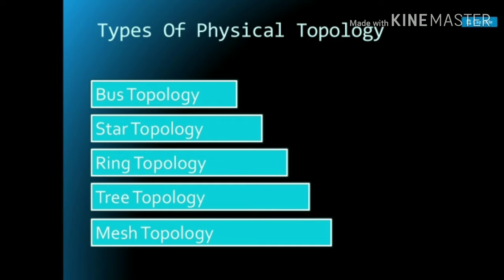Here I have arranged the topologies from easy to complex. The easiest topology to implement is bus topology, then star, then ring, then tree, and the last one, mesh topology, is the most complex to implement.